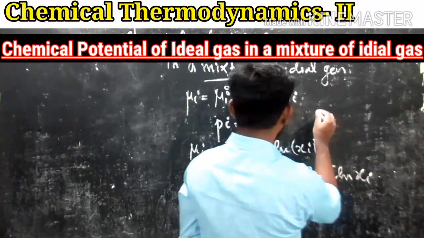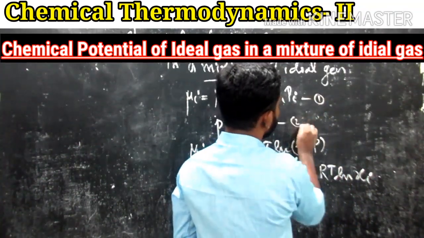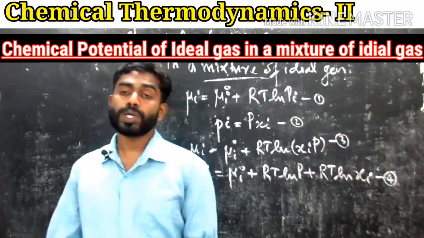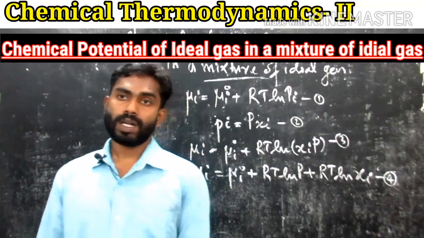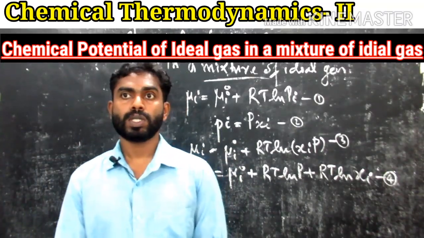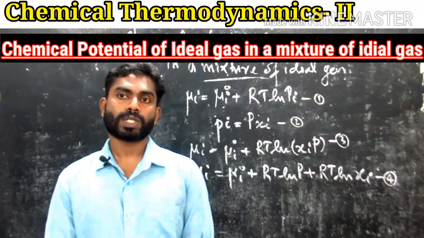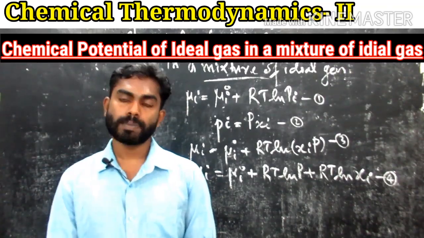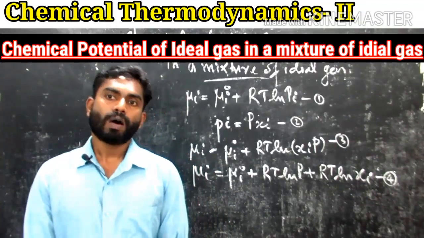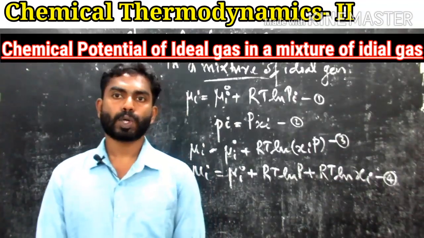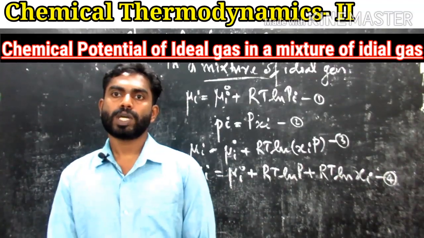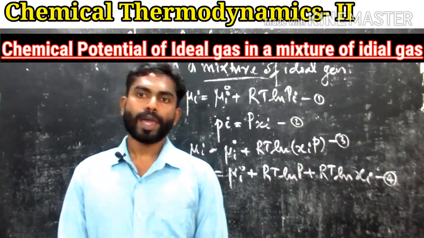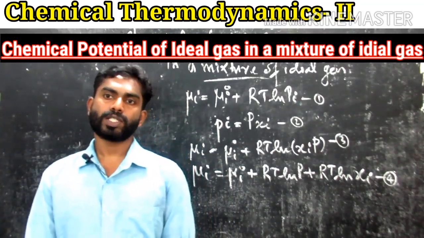On the equation, this is equation 1, this 2, this 3 and this 4. The first two terms together on the RHS of equation 4 give the chemical potential of the pure component I under the pressure P bar. Okay, if this mu I pure is represented as mu I star.